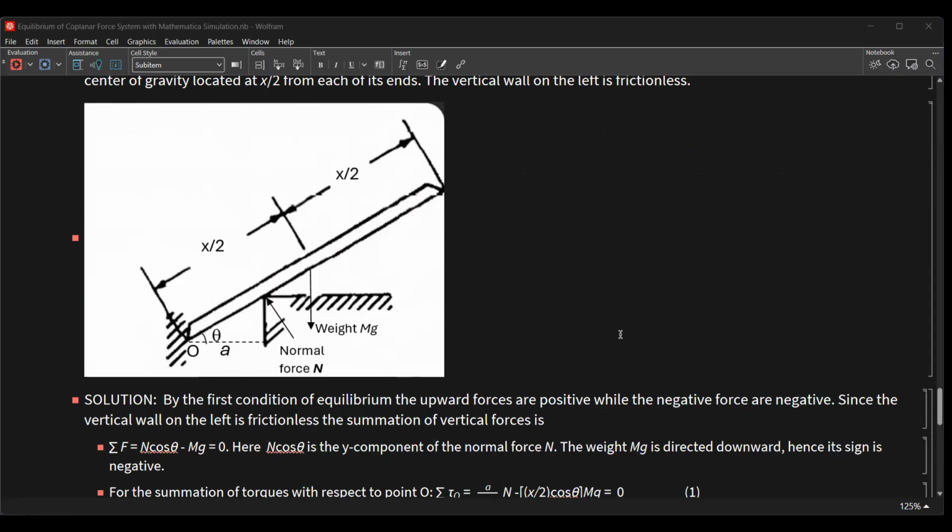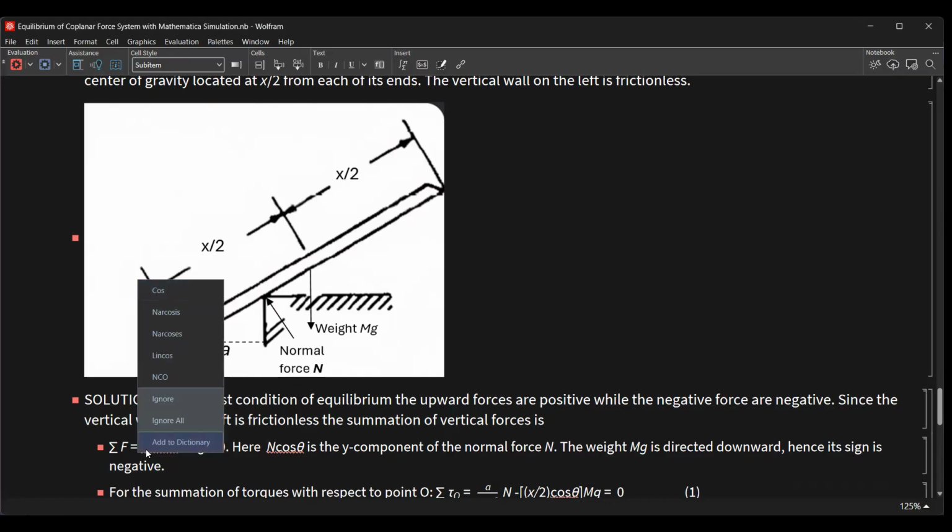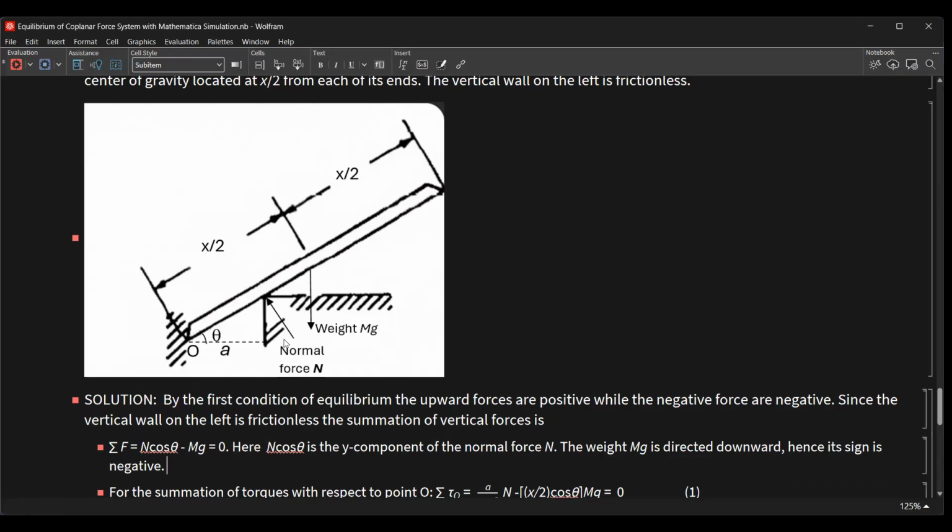So by the first condition of equilibrium, the upward forces are positive while the downward forces are negative. Since the vertical wall on the left is frictionless, the summation of vertical forces gives n cosine of the angle. This is the vertical upward component of the normal force: n cosine of the angle minus mg.